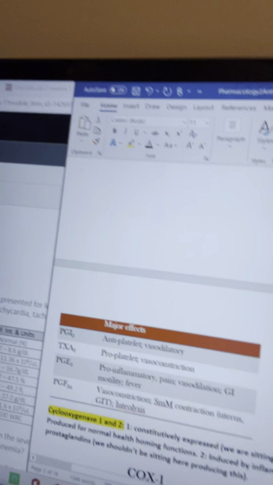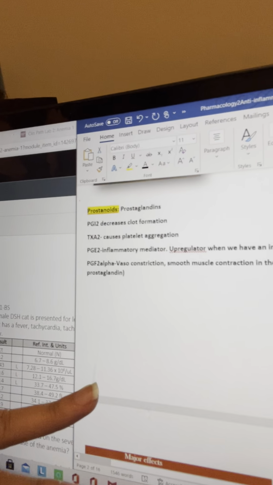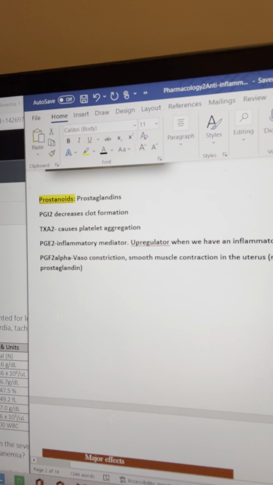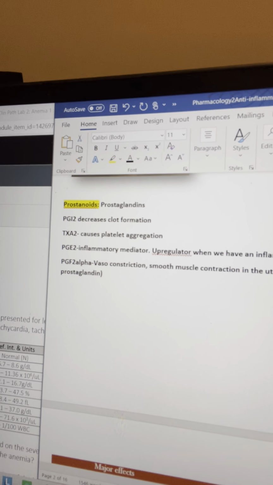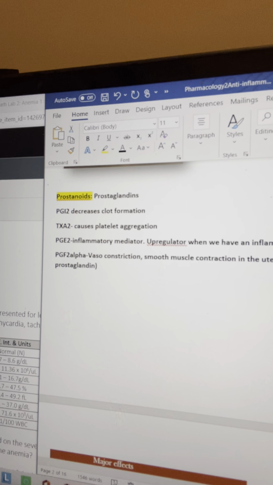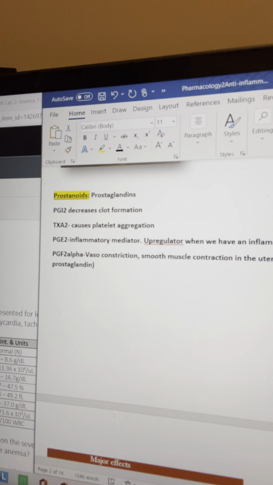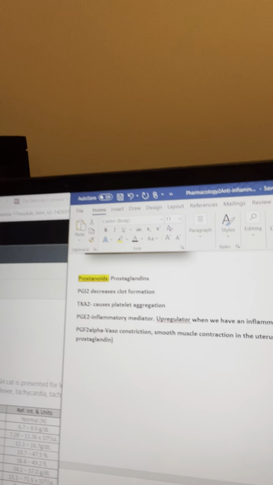So then she showed us major effects. I don't know the true names of these, but she gave us the PGI2. That has to do with decreasing clot formation. This is everything to do with the prostaglandins. And then TXA2 causes platelet aggregation. And then PGE2 is an inflammatory mediator, so it's an upregulator when we have an inflammatory stimulus. And then we have PGF2 alpha, which causes vasoconstriction, smooth muscle contraction in the uterus. So we say this is our reproductive prostaglandin.